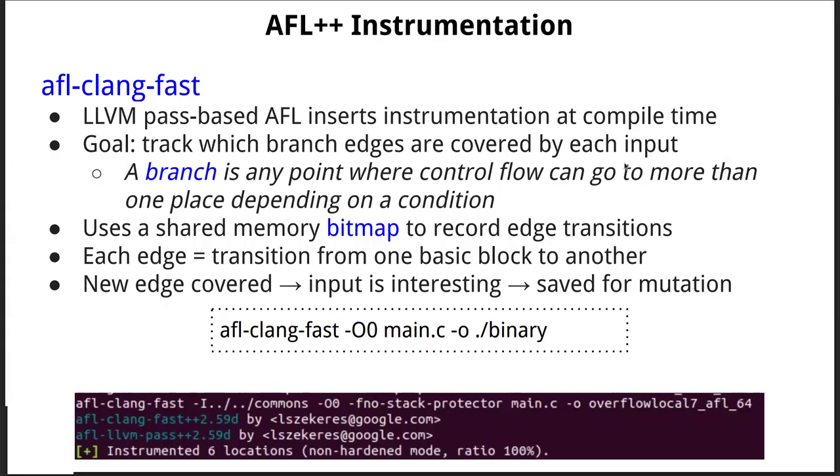Here, it's the same thing. The goal of this compiler is to instrument many different things, but the most important one is that it tries to track which branch edges are covered and executed by each input. And a branch here is defined as a point of the program. We're talking about machine code here. A point of the program where the control flow can go to more than one place, depending on the condition.